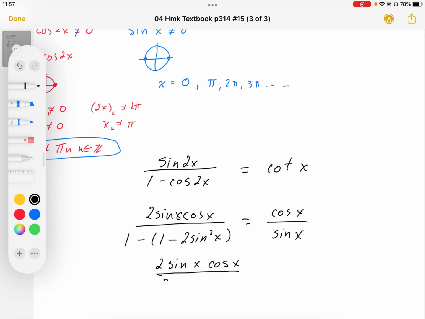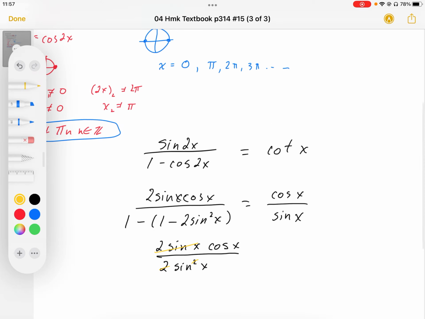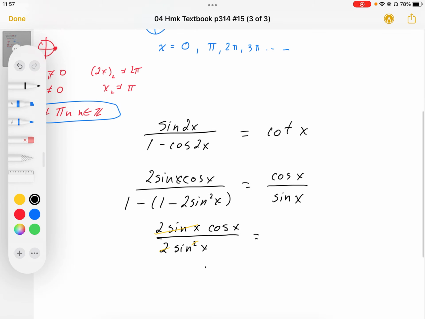I have a doubled negative, so it's going to be positive 2 sine squared x. We should be able to see that the 2 and a sine x cancel out, and so we're just going to be left with cos x over sine x on the left hand side, and that's going to match our right hand side. I've now proven this identity.